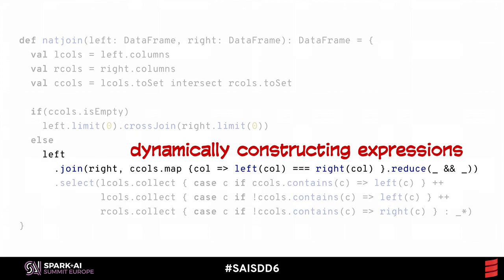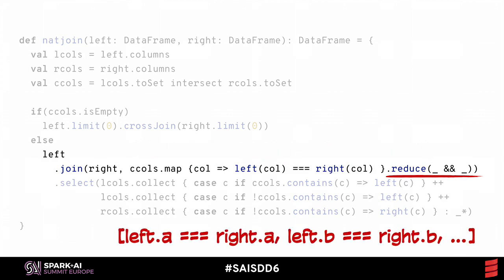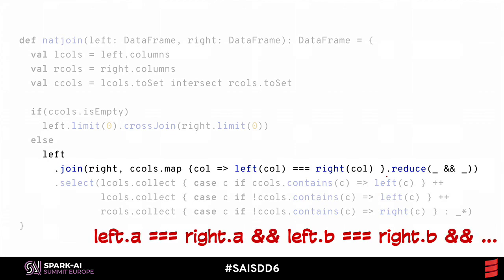So I'm dynamically creating an expression, again, where the left data frame for a given column has the same value as the right data frame for a given column. And then I'm taking the conjunction of that expression. So I have a list of expressions and I'm taking the conjunction of that. Does this make sense? So what this winds up looking like is left.a equals right.a. I have a list of these things, and I'm going to turn that into the conjunction of those things. Right?